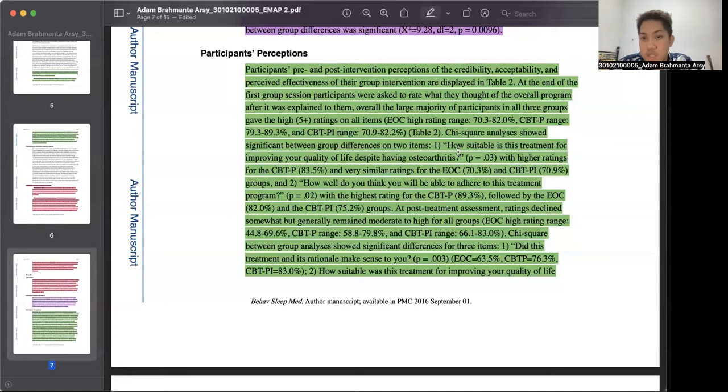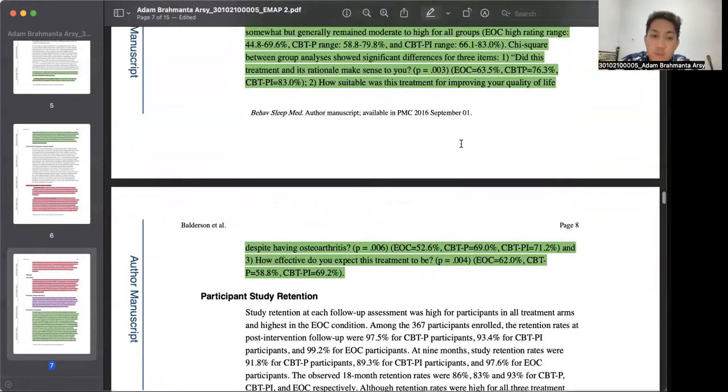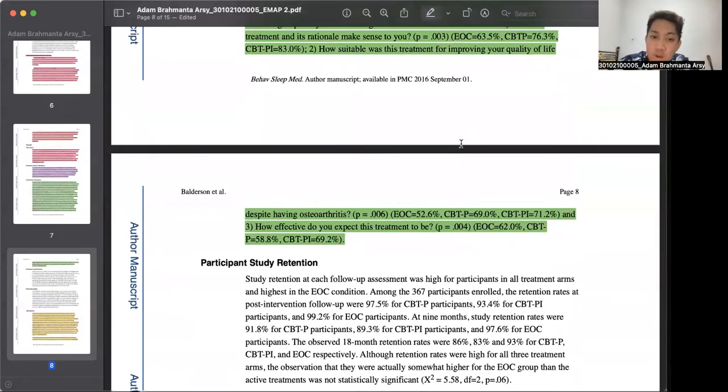At post-treatment assessment, ratings declined somewhat, but generally remained moderate to high for all groups. The chi-square between group analysis showed significant differences for three items. The first one is that this treatment and its rationale make sense to you. How suitable was this treatment? The second one is how suitable was the treatment for improving your quality of life despite having osteoarthritis? And the third one is how effective do you expect this treatment to be?